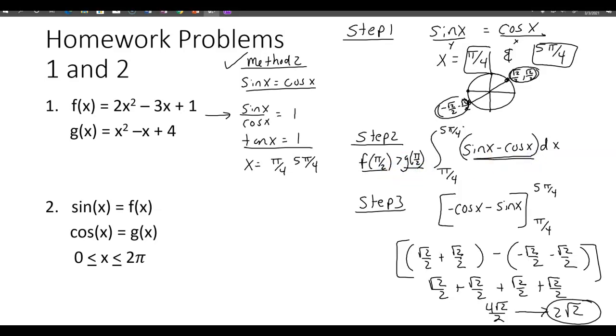Then we integrate. The integral of sine is negative cosine, and the integral of cosine is sine. Then we use the fundamental theorem of calculus, plug these numbers in, and evaluate. You should end up with 2 radical 2.